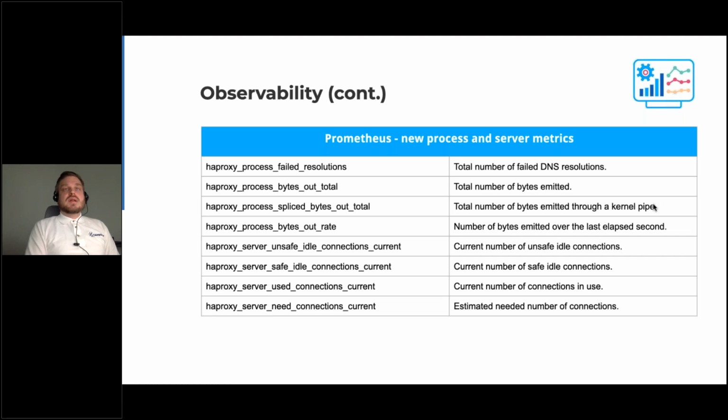The native Prometheus exporter has been expanded to include some new process and server metrics. So from the process level, you'll now be able to collect information such as the number of failed DNS resolutions, the total number of bytes submitted, as well as the bytes out rate over the last second. On the server level, you'll be able to get the current number of unsafe or safe idle connections, as well as the current number of connections in use.